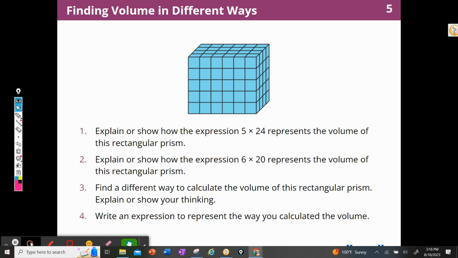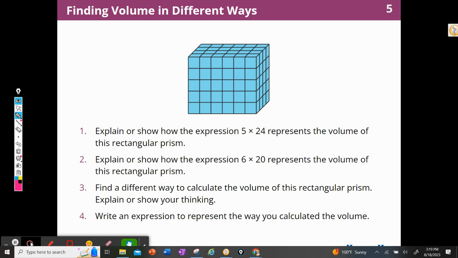Well, again, I'm going to have to look for those factors. Where's the 5 and where's the 24? Well, I can see that there are 5 layers, and if I cut the prism horizontally, each layer has 24 cubes. So let's do that. 5 layers, 1, 2, 3, 4, 5, and each layer has 24. There we go. Then it asks, how do we show 6 times 20? Let me think. Where is the 6 and where is the 20?